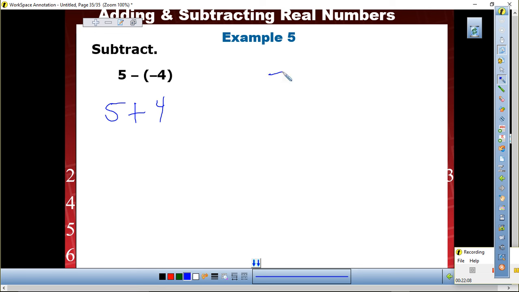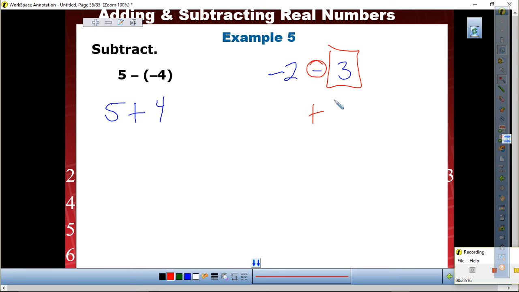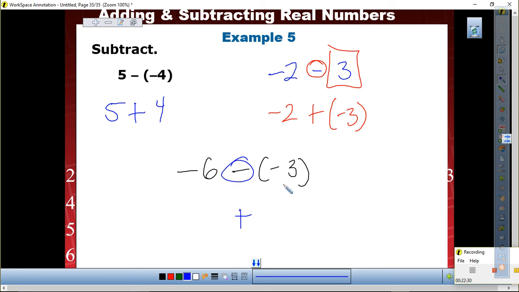Let me show you another one. -2 minus 3. As soon as you see a subtraction, you're going to add the opposite of the second number. What is the opposite? To the first. Let me show you one more. As soon as you see the subtraction, you're going to add the opposite of the second number to the first. So what can we conclude? What stays the same? The first number, and we change the second one to addition, right?